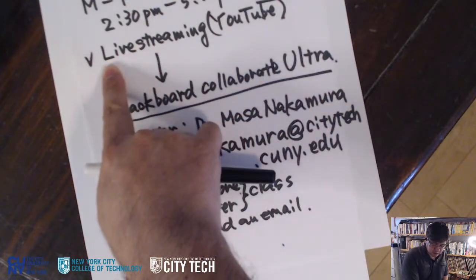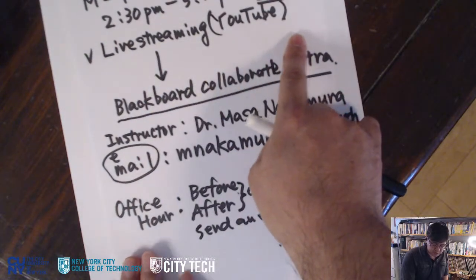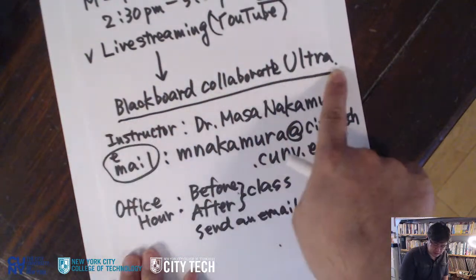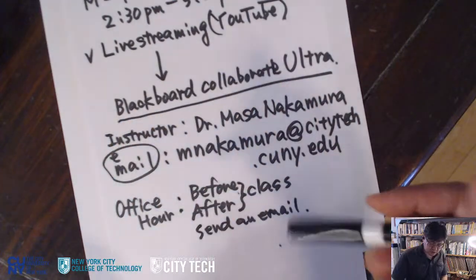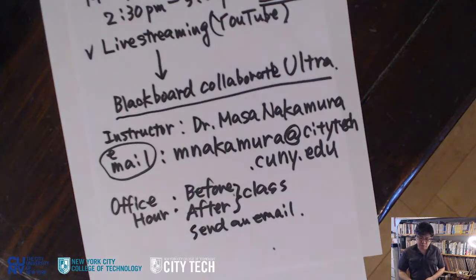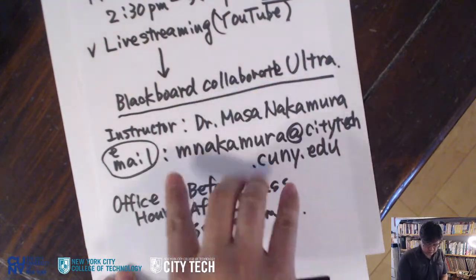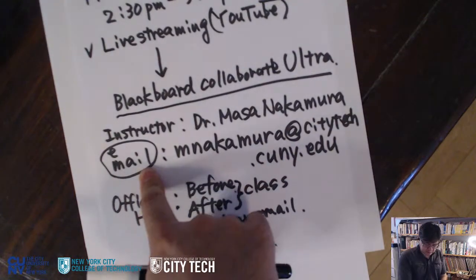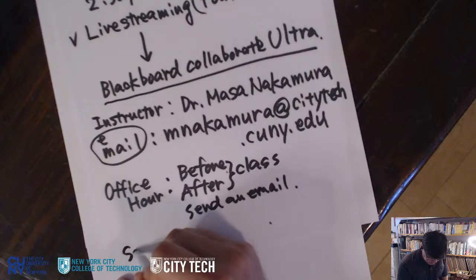Okay, so yeah, the live streaming is almost one way communication, but Blackboard lets us communicate to each other. Mutual communication is very important for the discussion about quality control. So we're going to go to Blackboard, office hour, email, and the course syllabus.